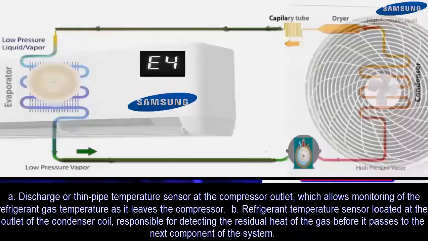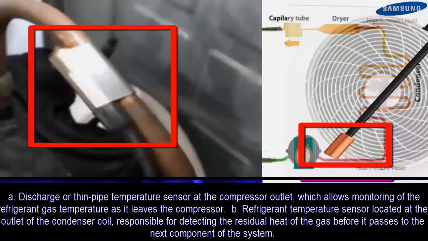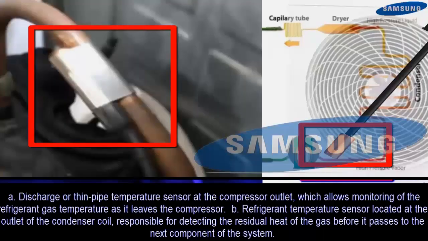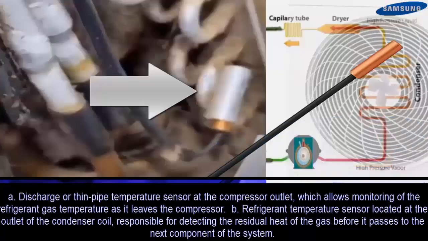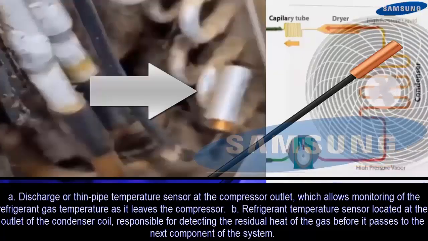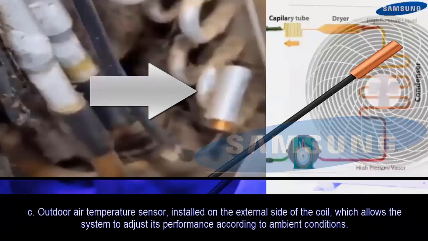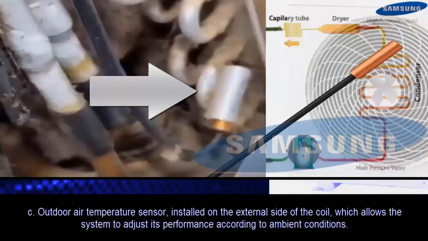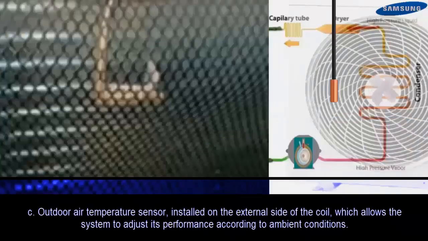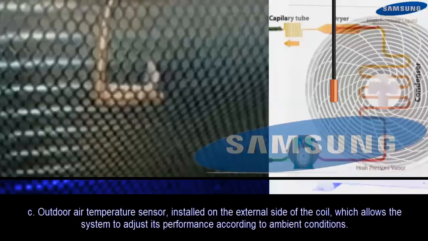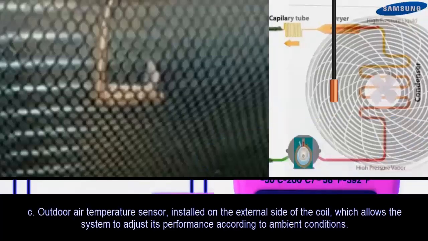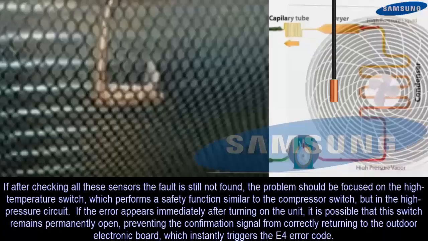A. Discharge temperature sensor, or thin compressor pipe sensor, which monitors the heat of the refrigerant gas leaving the compressor. B. Refrigerant temperature sensor located at the outlet of the condenser coil, responsible for detecting the residual heat of the gas before it moves to the next component in the system. C. Outdoor air temperature sensor, installed on the external side of the coil, which allows the system to adjust performance according to ambient conditions.